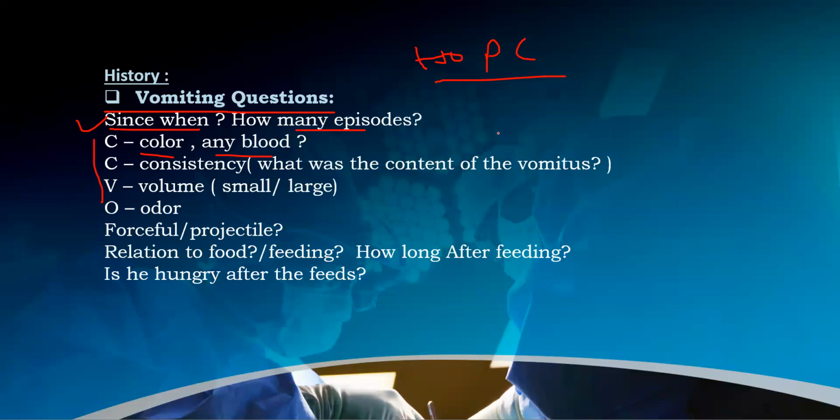Now, the consistency of vomitus is not very important; rather, the content is more important. So you can ask what the content of the vomitus was, meaning what did it contain? Is it breast milk, or something that you have given to him? So ask about the content rather than asking thick or thin. Is it small or large in amount? And how is the odor? Is it very foul smelling? So: what is the color, have you noticed any blood, what is the content, is it small or large in amount, and is it foul smelling?